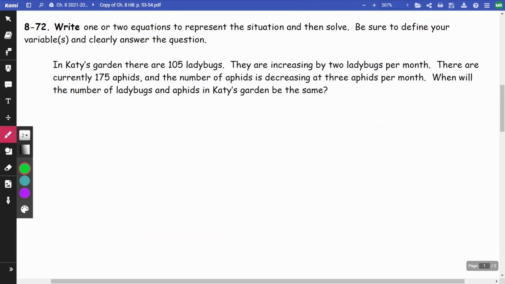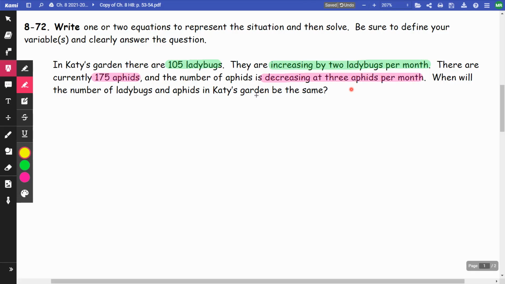On HS72, write 1 or 2 equations to represent the following situation, then solve. Be sure to define your variables and clearly answer the question. So in this situation, we have here Katie's garden. In Katie's garden, there are 105 ladybugs, and they are increasing by 2 ladybugs per month. There are also currently 175 aphids, and they are decreasing at a rate of 3 per month.